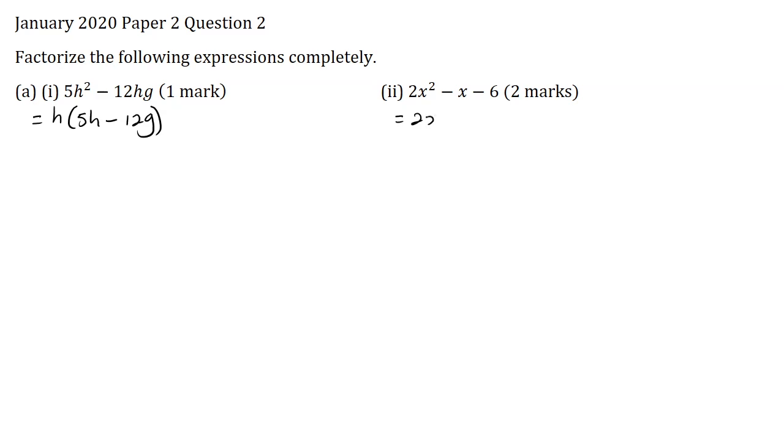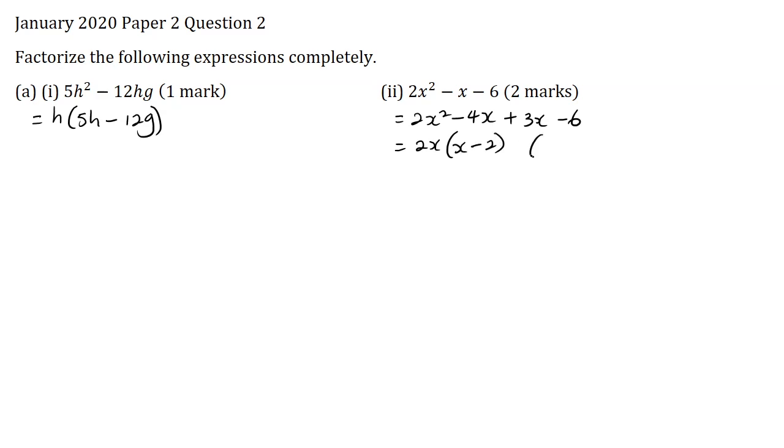So I'll write here 2x squared minus 4x plus 3x minus 6. The HCF of the first two terms here is 2x. 2x squared divided by 2x is x, minus 4x divided by 2x is minus 2.